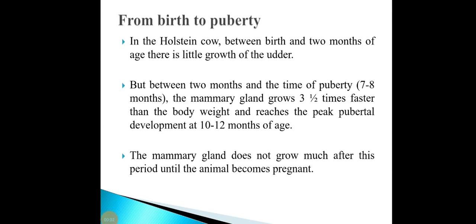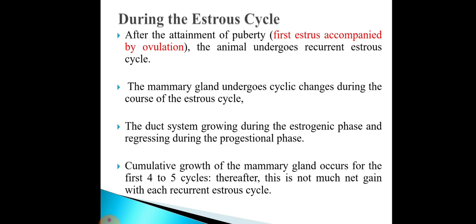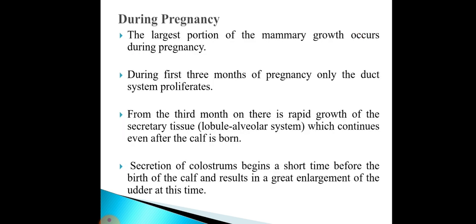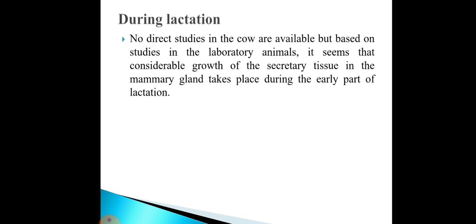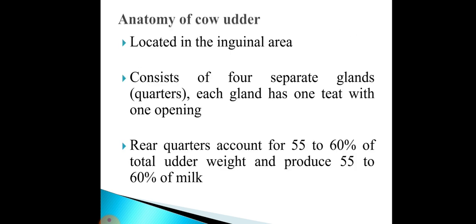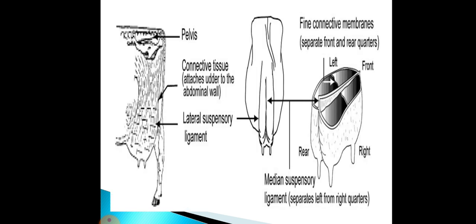Good morning everyone. In the last lecture we have seen the development of the udder from birth to puberty and during the estrus cycle, how the development of the udder occurs during pregnancy and during lactation. Then we have seen the anatomy of the cow udder. In that we have seen the location of pelvis, connective tissue, lateral suspensory ligament, left part of the udder, front part, right and rear part of the udder, median suspensory ligament.